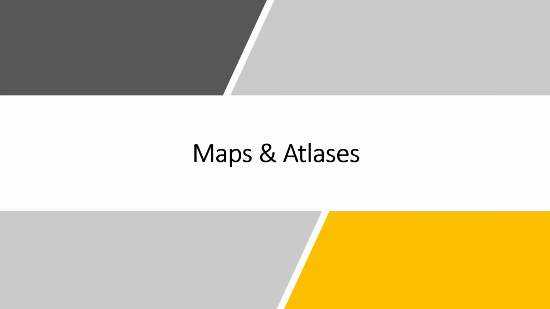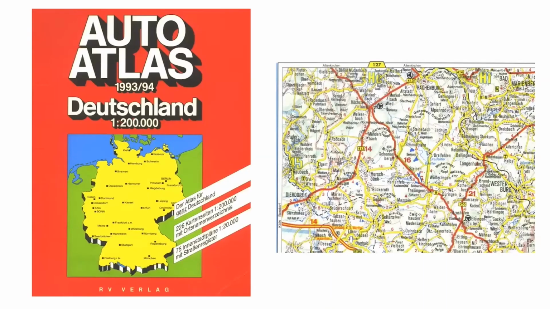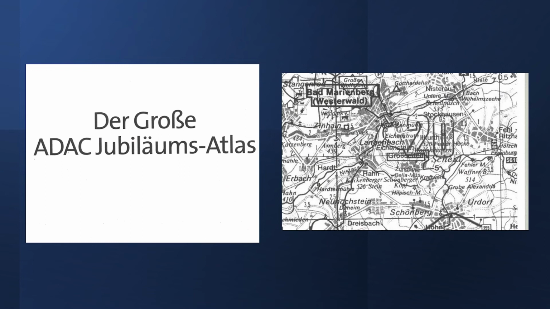Having a good knowledge and understanding on the use of German maps and atlases is necessary to be effective in German genealogical research. In lecture number 6 on maps and atlases, I will go into more detail on the use of different maps. Among the maps that I will talk about is this auto atlas, published in the early 1990s. It pertains to modern Germany and has a map scale of 1 to 200,000, which means 1 centimeter equals 2 kilometers.